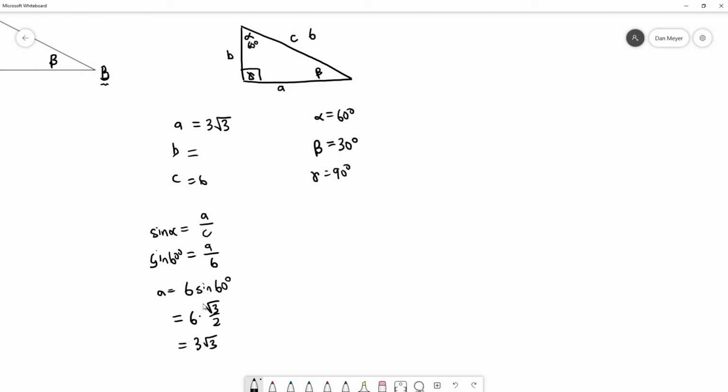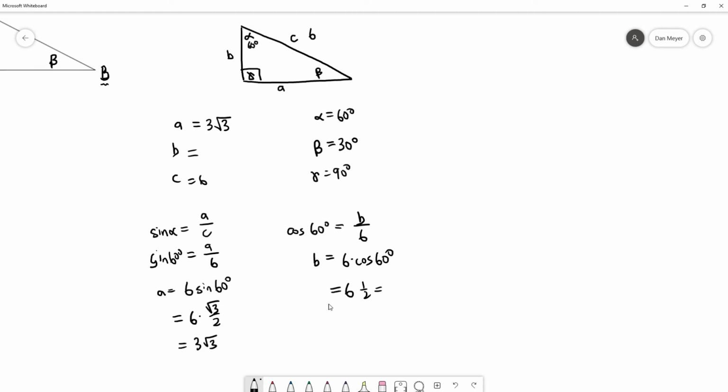Let's see, cosine of 60 degrees would be B over 6, right? Cosine is the adjacent over the hypotenuse. And so it's not a far or distant journey to see that B is 6 times cosine 60 degrees. And if you know your unit circle, cosine of 60 degrees is 1/2.